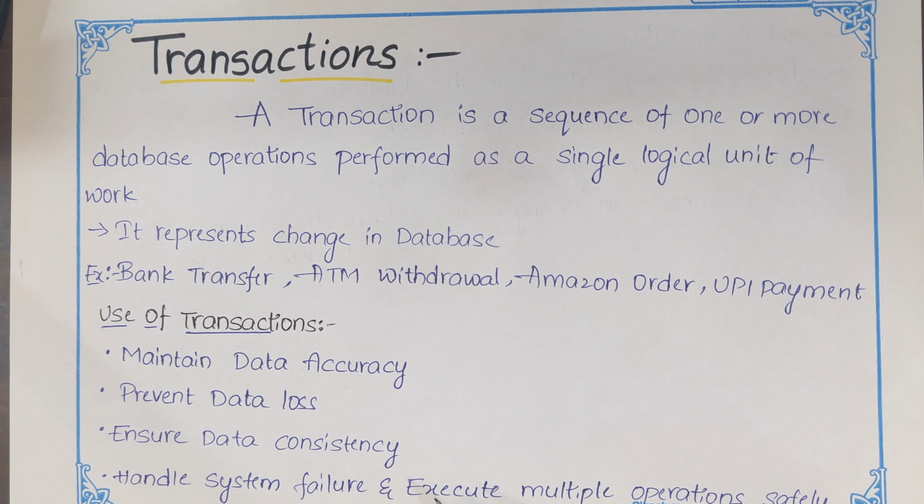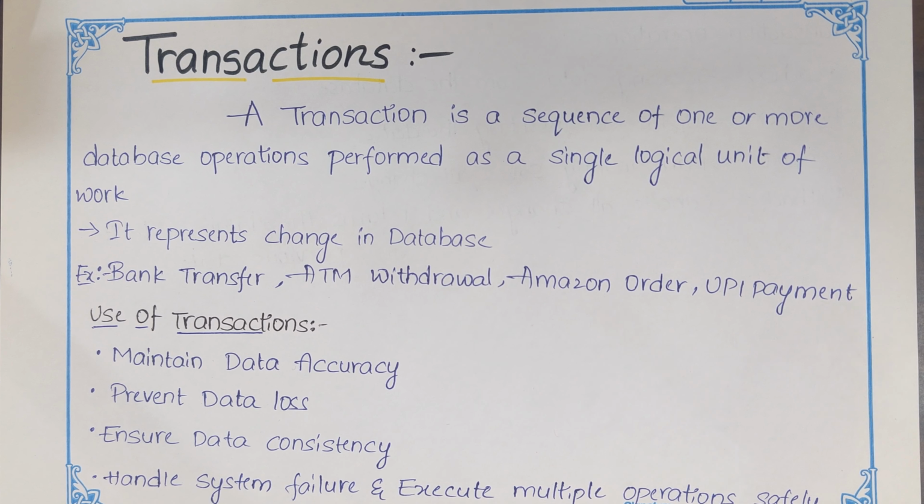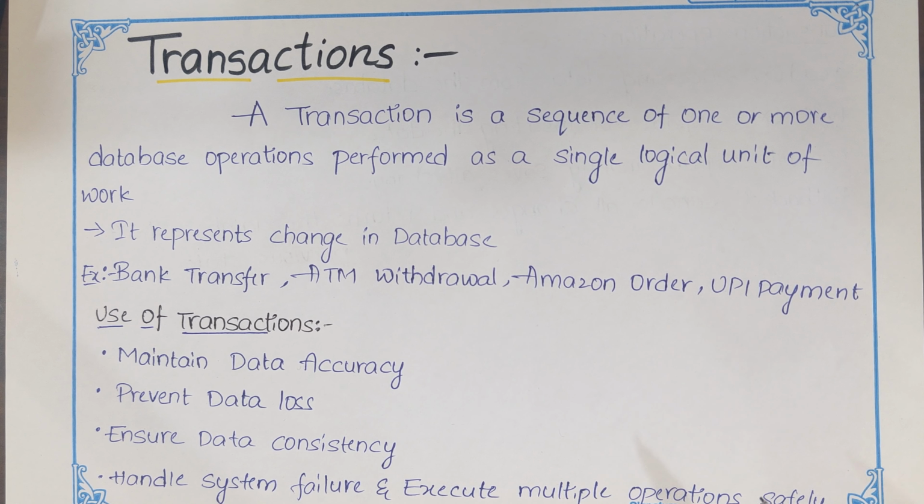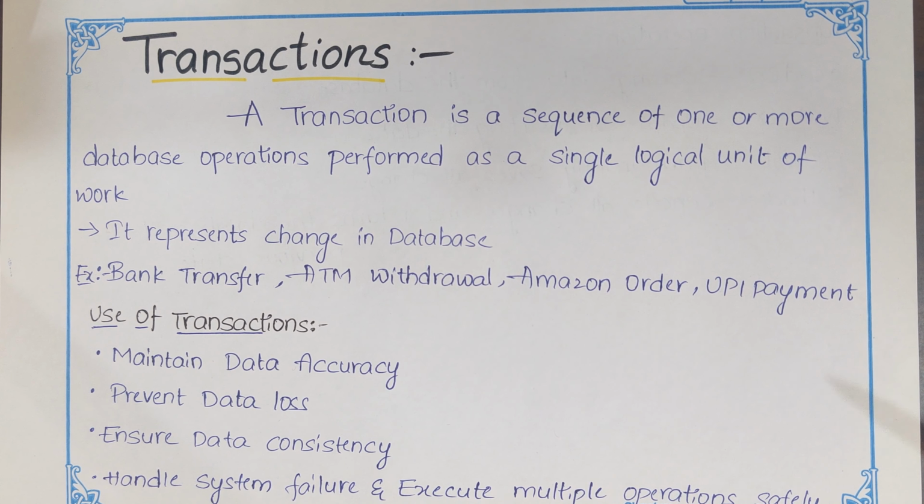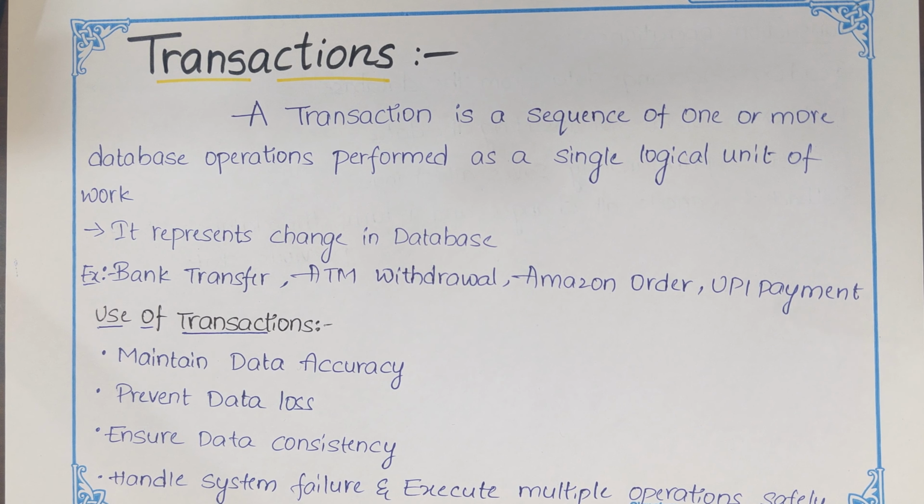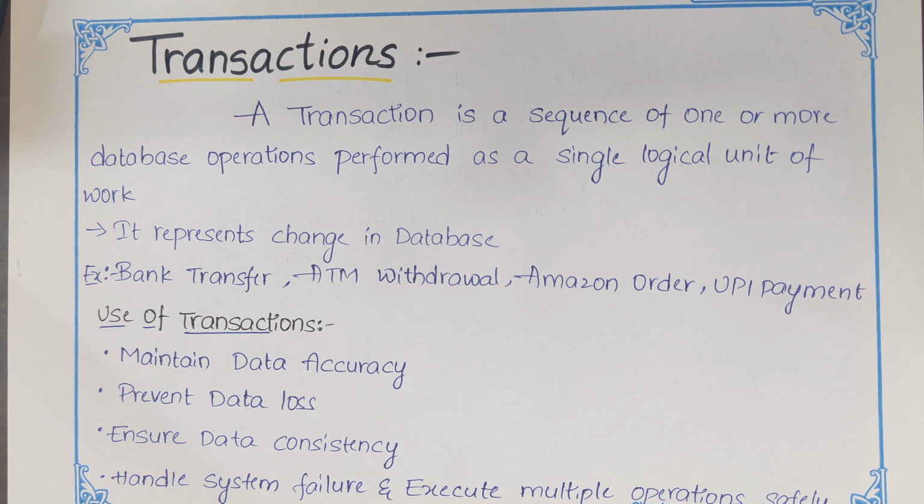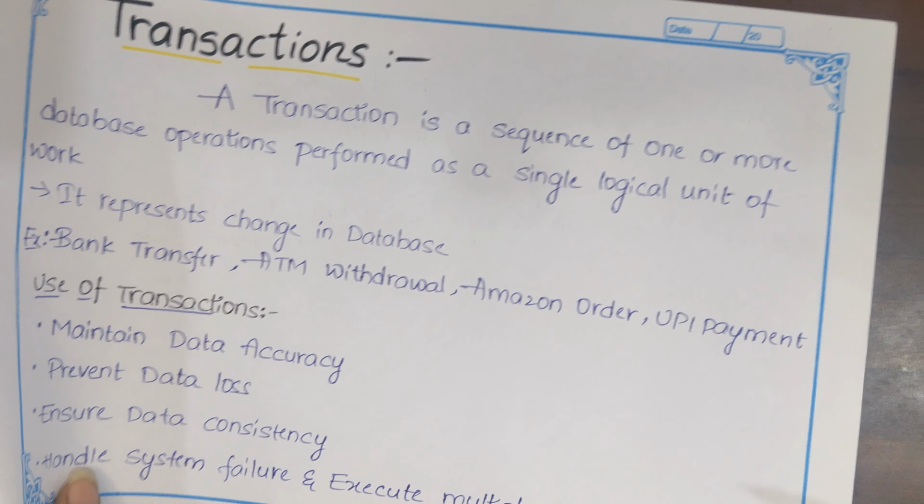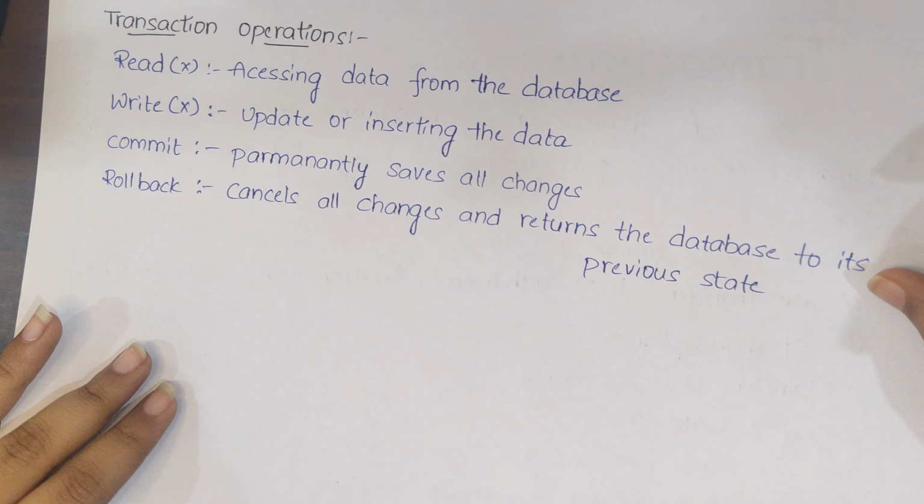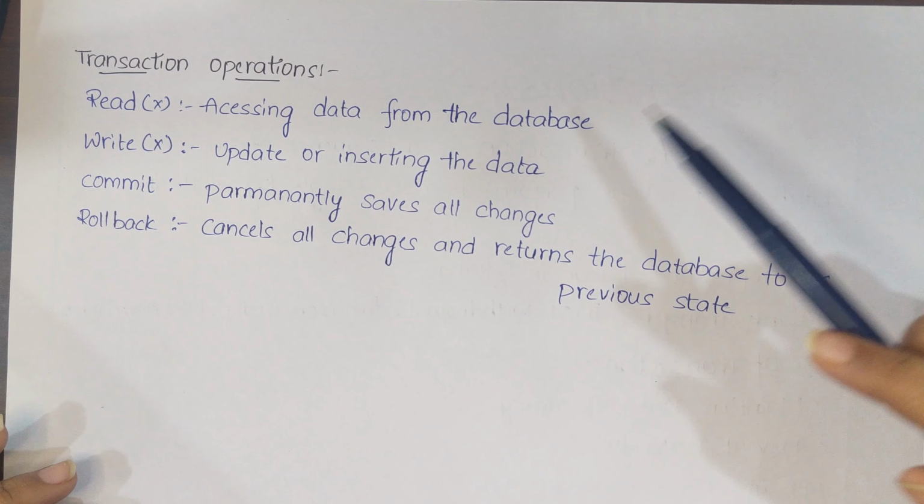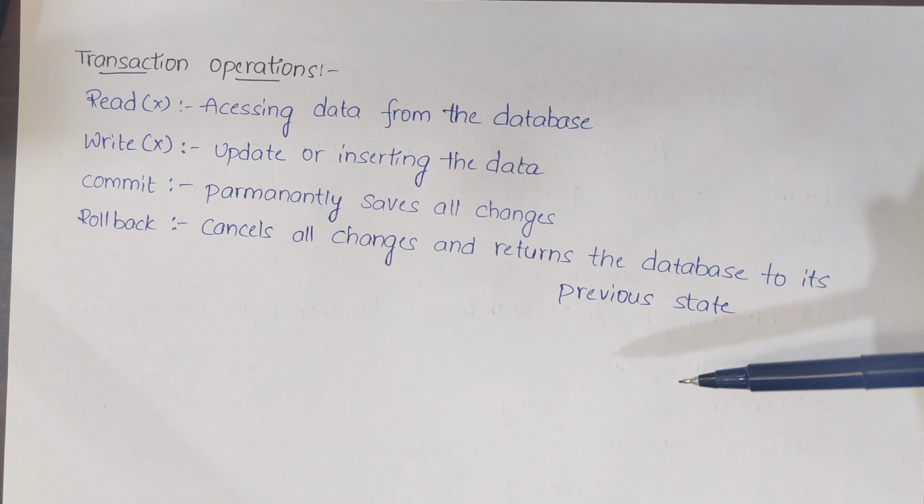Next, handle system failure and execute multiple operations safely. Sometimes the system crashes because of hardware failure, network failure, anything, right? So transactions make sure that incomplete work is cancelled out. Many users can also perform work simultaneously without any issues and errors. The operations in a transaction are read operation, write operation, commit and rollback.